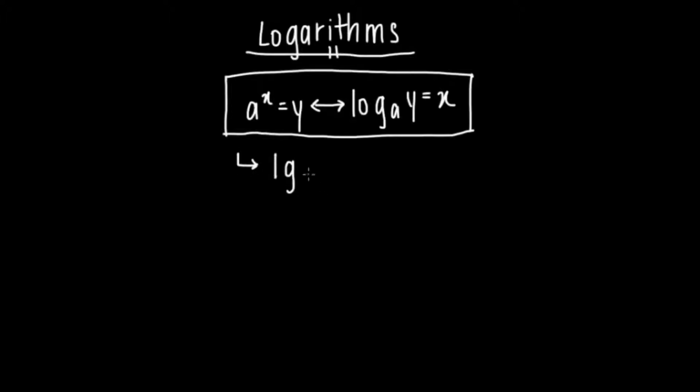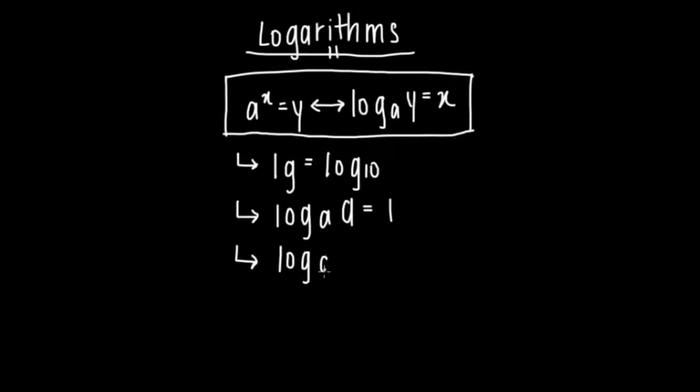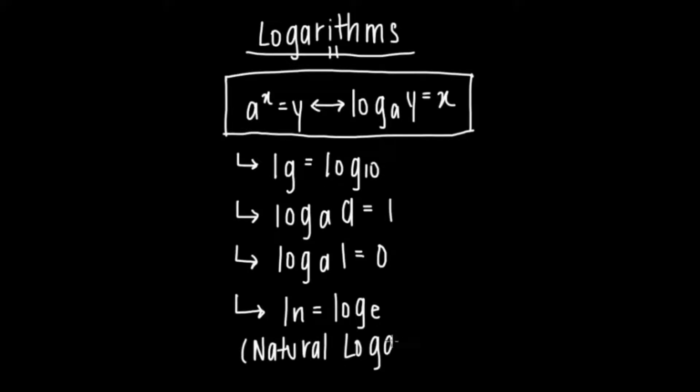You need to know that log without the base written equals log with the base of 10. You also have to know that when the base and the argument are the same, it equals 1, and when the argument equals 1, it gives you 0. Now I won't be talking about ln too much in this video, but you should know that ln equals the logarithm with the base of exponential, also called natural logarithm.